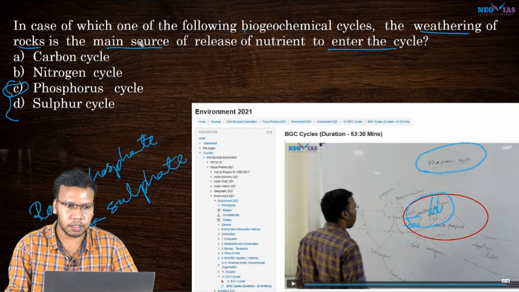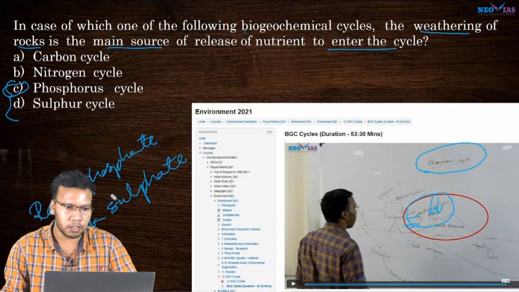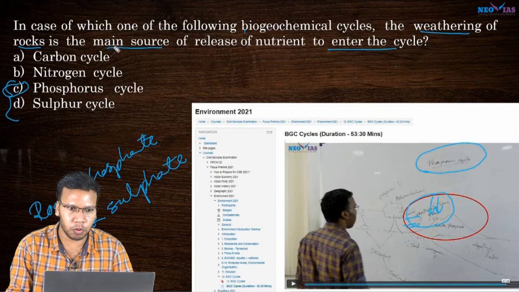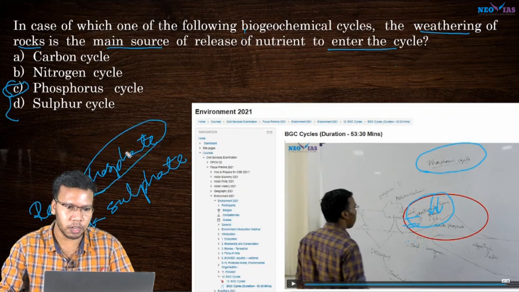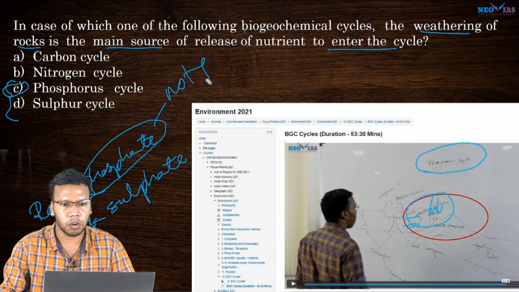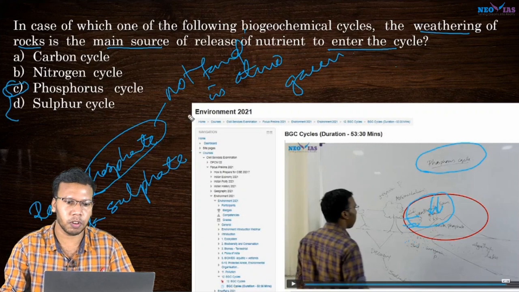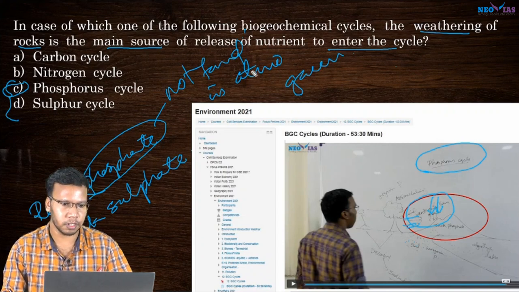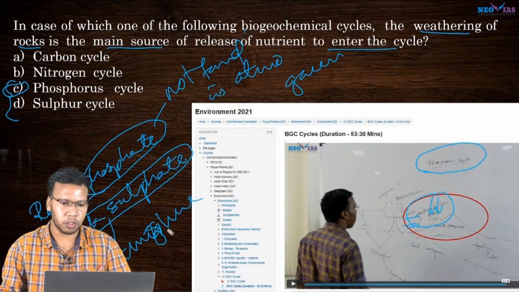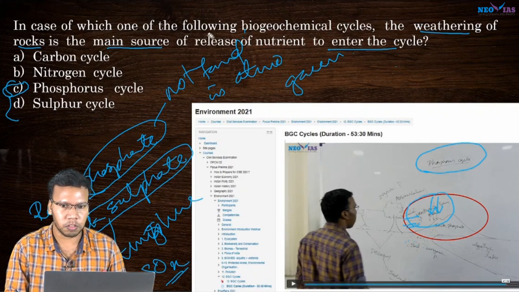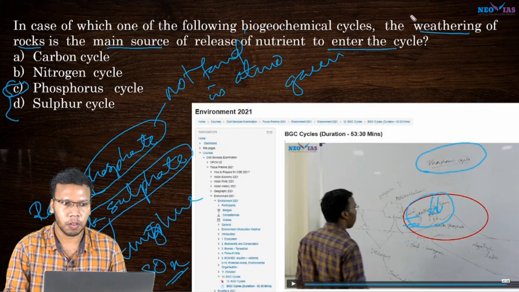Okay, but here they are asking about the main source of release of nutrient, right? Both sulfur and phosphorus, we know, are found in the rock, but they are asking about the main source of release. Phosphorus is only found in the rock. It is not found in the atmosphere in gas state. It is only found in the lithosphere, in the crustal region. But sulfur is found in the atmosphere also, because we know that sulfur oxides are there, right? So that's why the main source of release of the nutrient phosphorus is the weathering of rocks.